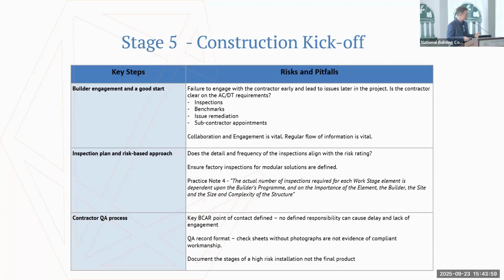The importance of the elements, so how critical it is: again, fire doors, fire dampers, elements of structure, transfer structures. The builder, I'm presuming that means the competence. So if someone has, let's say, not worked with a particular building form or type before, then you might want more inspections in relation to that, whereas if someone is very familiar with it and has lots of experience with it, then that might reduce the frequency. Okay, then the contractor's QA process.